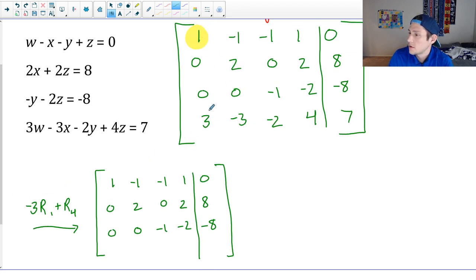-3 times 1 is -3. -3 plus 3 is 0. Times -1, so -3 times -1 is +3. +3 plus -3, oh, also 0. That's helpful. -1 times -3 is +3. +3 plus -2 is 1. 1 times -3 is -3. -3 plus 4 is 1. 0 times negative 3 is 0. 0 plus 7 is 7.